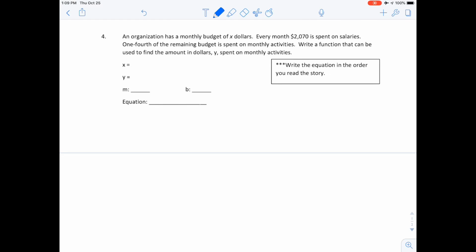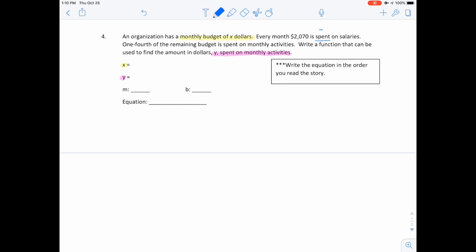We've got an organization has a monthly budget of X dollars. So there's my X. So that's a monthly budget of X dollars. And every month, $2,070 is spent on salaries. I'm going to underline that word spent. That's going to tell me what operation. If I'm spending money, I'm going to be subtracting. And then 1/4 of the remaining budget is spent on monthly activities. Write a function that can be used to find the amount in dollars Y spent on monthly activities. So what we want to find is how much are they spending on monthly activities. We're going to solve for Y.